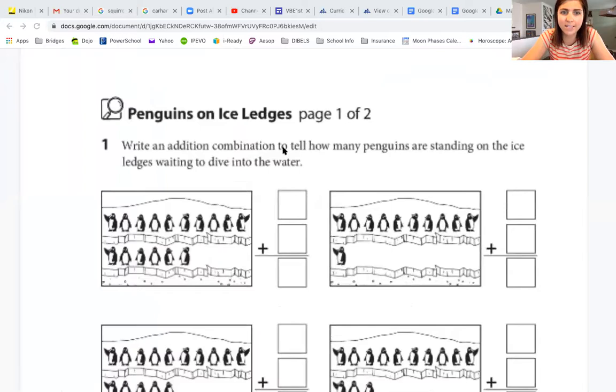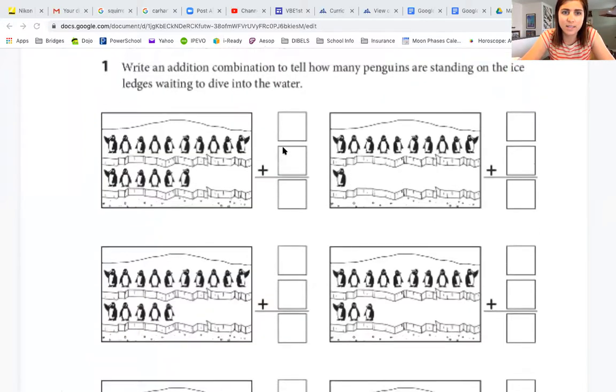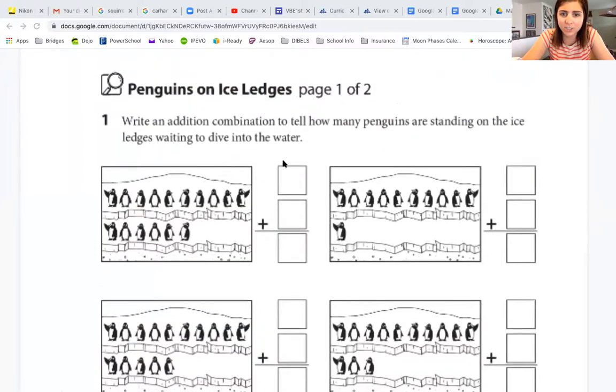Penguins on a ledge. So number 1 says write an addition combination. So this is the addition combination. Write an addition combination to tell how many penguins are standing on the ledges waiting to dive into the water. So this worksheet is located on the button below. So there's a penguin video, my video that you're watching right now, and then a button below. It says Penguins on Ice Ledges Worksheet.